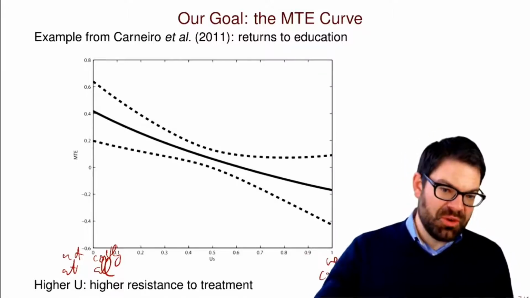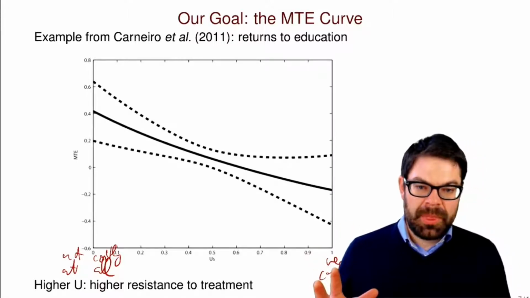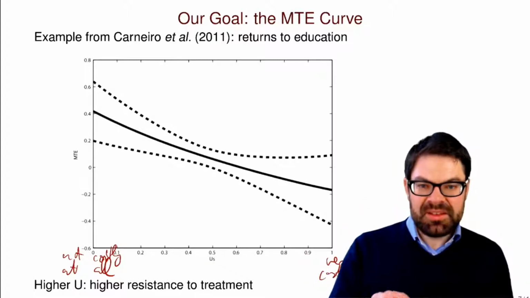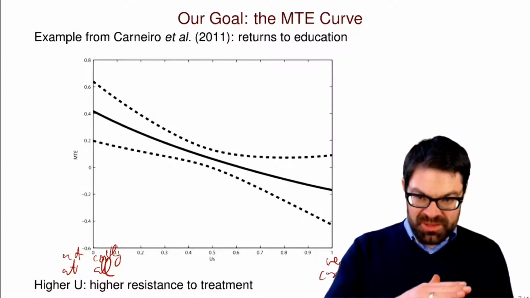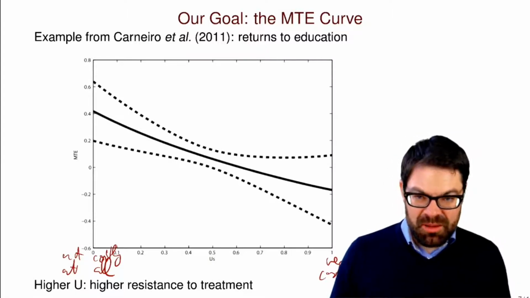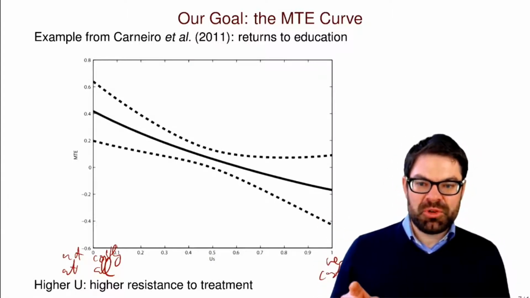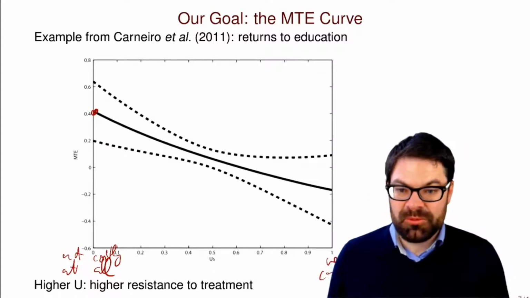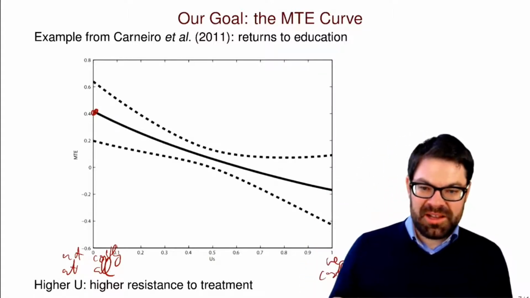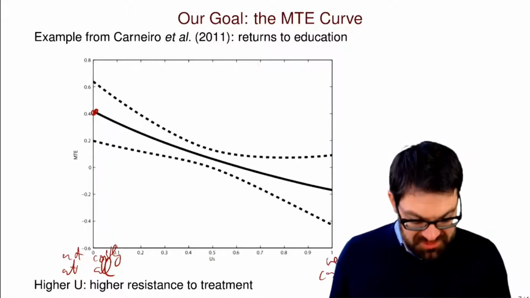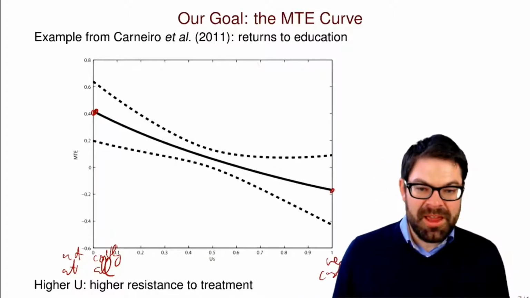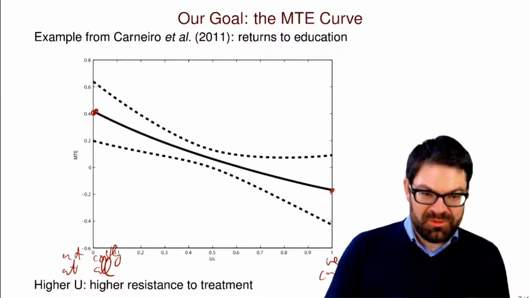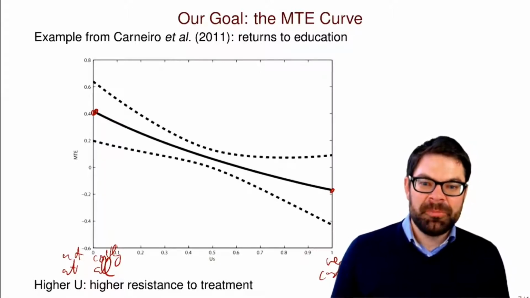Now, why is this curve so useful? Well, it's useful because we can rewrite any parameter that we want, any target parameter, as a weighted average of all those treatment effects. Okay, so the treatment effect here on average is 0.4 for those with the greatest likelihood of taking the treatment, and minus 0.15 for those with the lowest likelihood of taking the treatment, for whom taking the treatment is very costly.